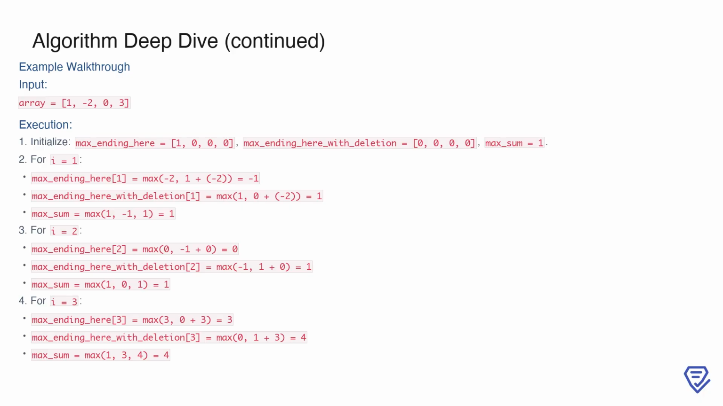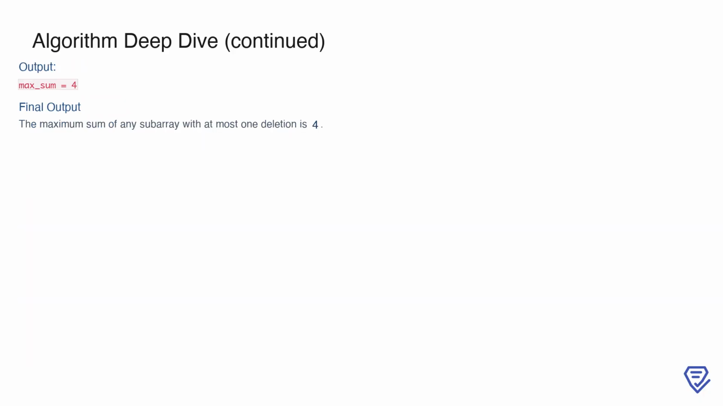At index 2, we update max_ending_here[2] to 0 and find that max_ending_here_with_deletion[2] also evaluates to 1. Finally, at index 3, max_ending_here[3] becomes 3, while max_ending_here_with_deletion[3] reaches 4 by adding the current value to the second state from the previous index. The global max_sum is updated to 4. The final result for this example is max_sum equals 4. This represents the maximum subarray sum with at most one deletion.